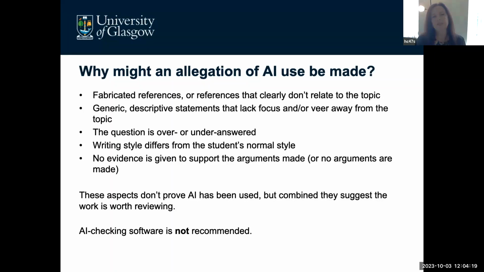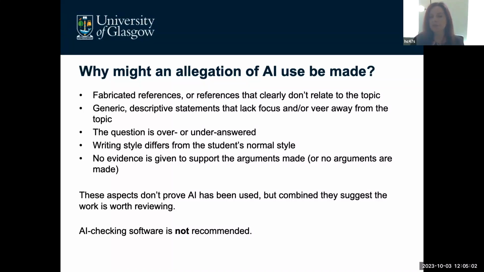We sometimes also see these generic descriptive paragraphs. It might look like, here's a paragraph about this topic, now here's a paragraph about this topic, and they don't really adhere together, they're not really linked, they're very descriptive. They might over or under answer the question. Sometimes we see huge amounts of unnecessary detail, including things that aren't being asked for. An obvious one that might mean someone else has written this is that the writing style is very different from what you've seen the student submit before. That can also be the case with SEMILs. It doesn't necessarily mean AI.